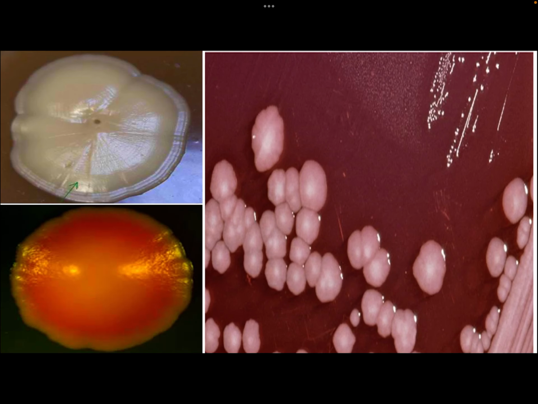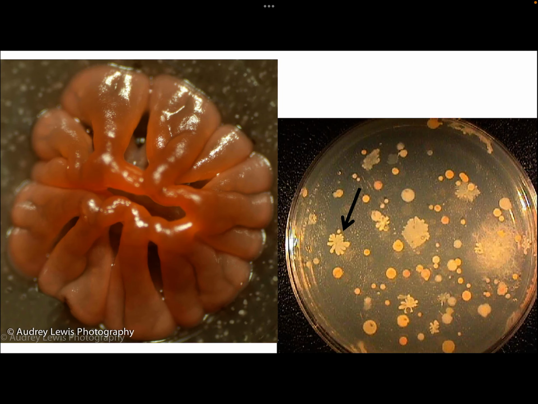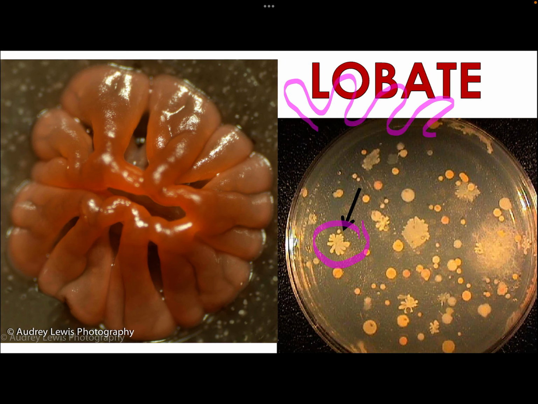Okay, another one. How about this? How do you describe this one? This is a wavy type of colonies. How about this one? I illustrated this earlier like this. Just like this one. So this is lobate.